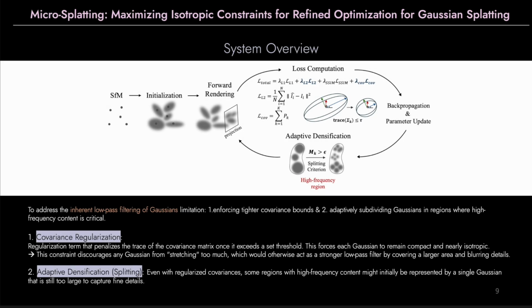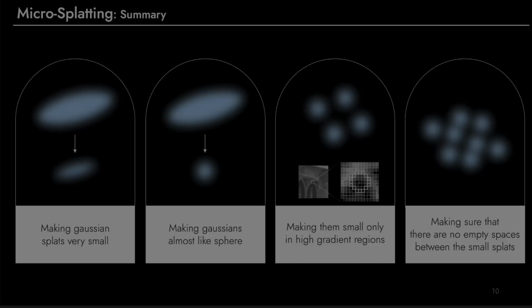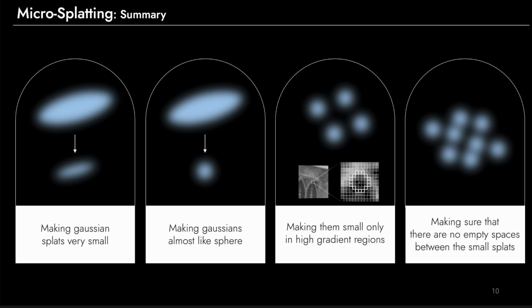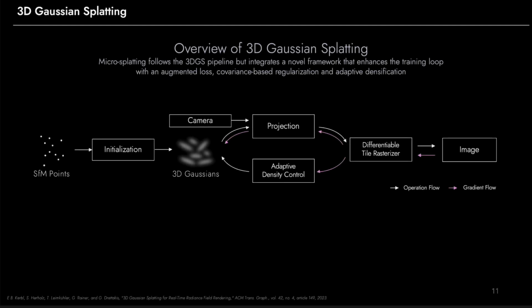To tackle this, we regularize the covariance to keep Gaussians compact and introduce adaptive densification where high-frequency content exists. In short, we make splats smaller, more spherical, only in the areas that need it, and ensure no gaps in the reconstruction. Micro-splatting builds on 3D Gaussian splatting by integrating these new strategies directly into the existing pipeline, preserving its real-time capabilities.